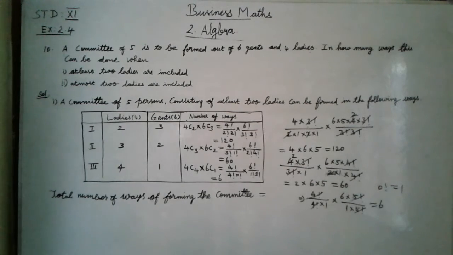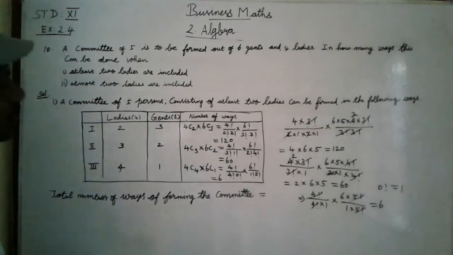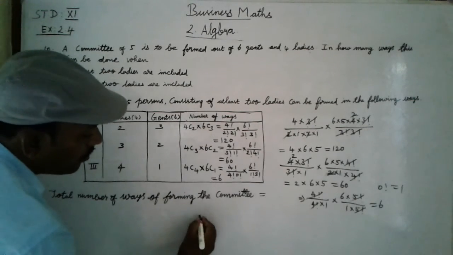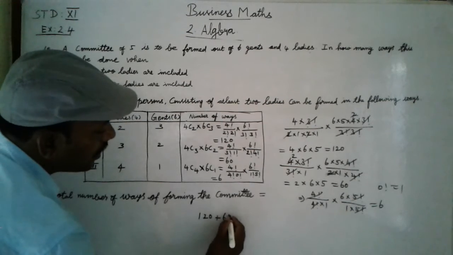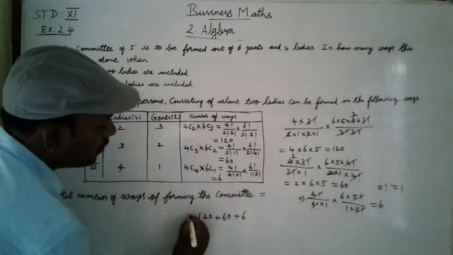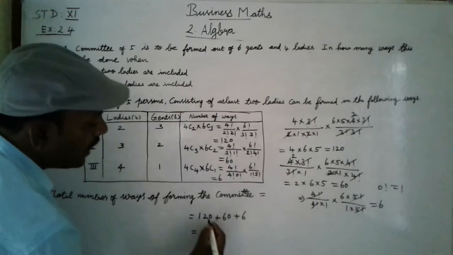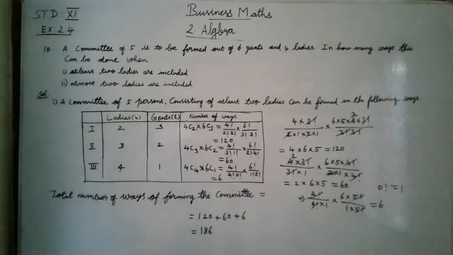So the total number of ways of forming the committee is equal to, the first one is what? 120 plus 60 plus 6 equal to 186. And then 186.